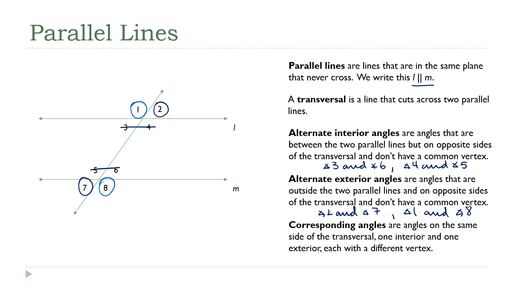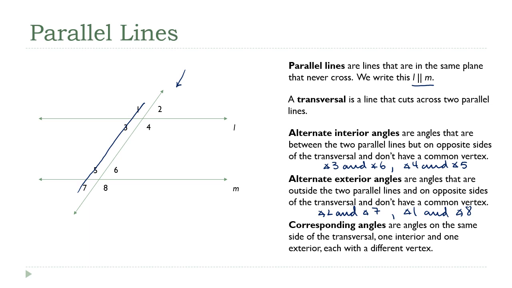All right, and finally, one more, corresponding angles. Corresponding angles are angles on the same side of the transversal, one interior and one exterior, and again with a different vertex. So see if we can find some that do this. They have to be on the same side of the transversal. So let's just look for now over here at the right side. We're not going to look at these. One interior and one exterior.